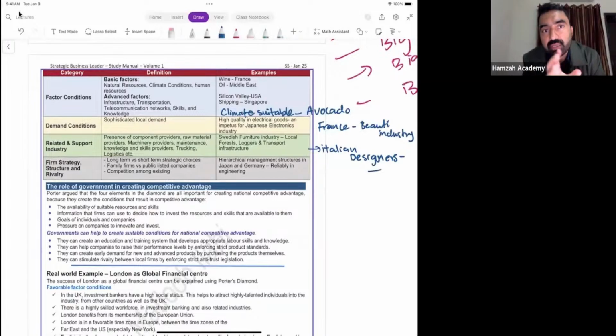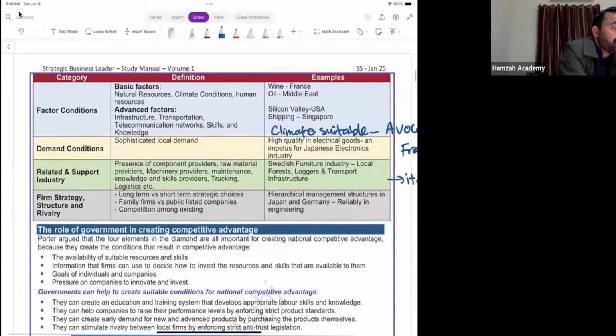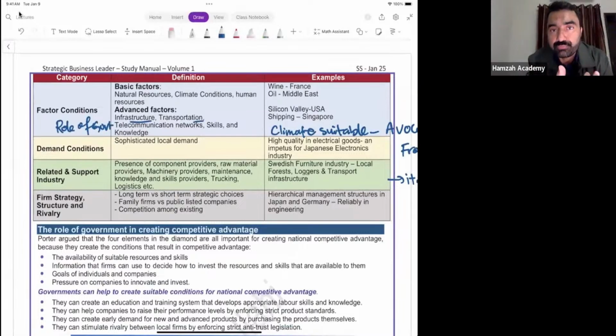And then there is the role of government. The role of government is also very critical. The government can play its role in all these four conditions. For example, in factor conditions, developing factors: this is the government that can take the lead and develop world-class infrastructure, towards transportation systems, for example, world-class airports, road transport systems, railways, shipping systems, telecommunication networks, skills and knowledge, like universities, skills institutions, and all that. So the role of the government is critical here.